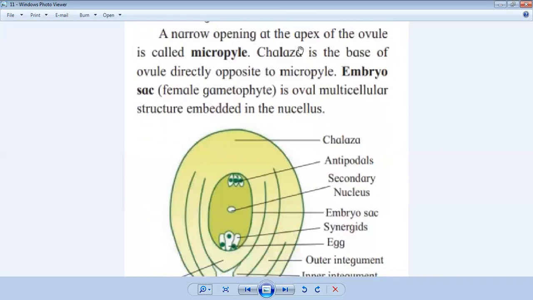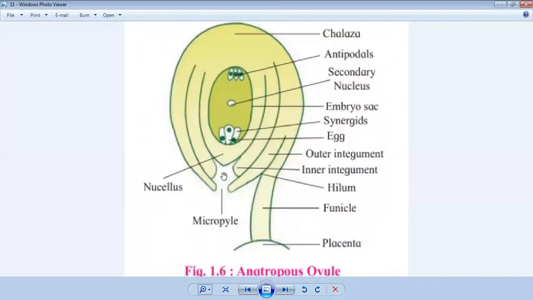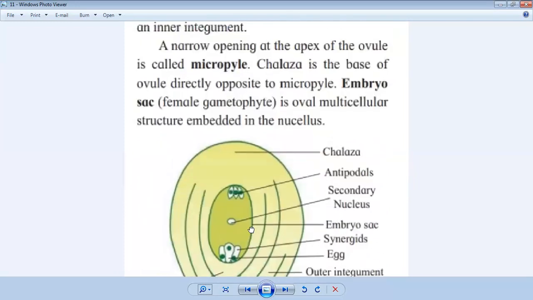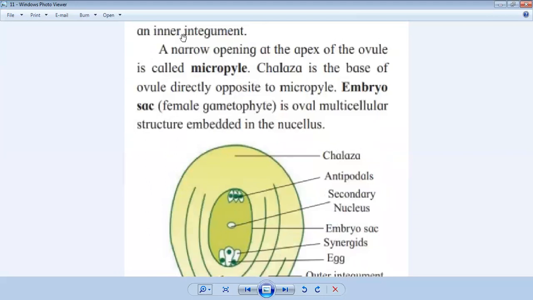A narrow opening at the apex of the ovule is called the micropyle. ठीक है, micropyle के नीचे एक narrow opening होती है, and this narrow opening of the ovule is called the micropyle. इस narrow opening को micropyle कहा जाता है.